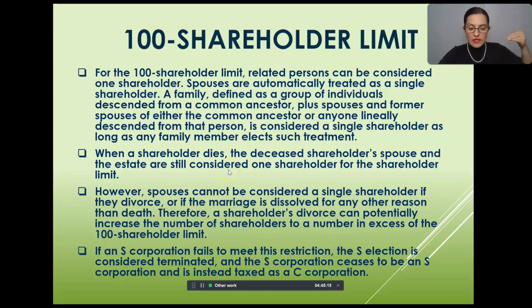It can be like my husband and I, and then our kids, and then even our grandkids and our great-grandkids. It can go down multiple generations where our entire family could be treated as one shareholder for the purposes of this one shareholder limit. I personally have never seen an S corporation this large, where it was over 100 shareholders, but it was still within the 100 shareholder limit.